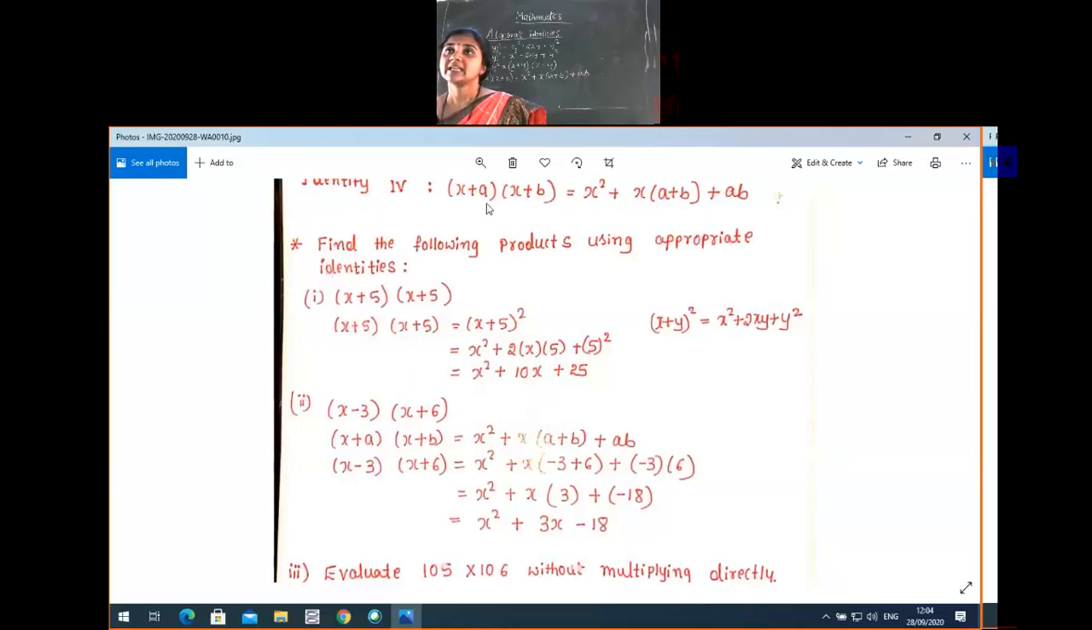It's not a problem. x plus a, here x minus 3. In place of a, what is there? In place of a, actually, minus 3 is there. You have to take that 3 with the proper sign, then a value is minus 3. Then x plus b, b value is plus 6 only. So in the formula you have a plus sign, but in the problem you have a minus sign, but no need to worry about that. While choosing a and b values, you have to take the negative sign. Okay, so then it is clear.